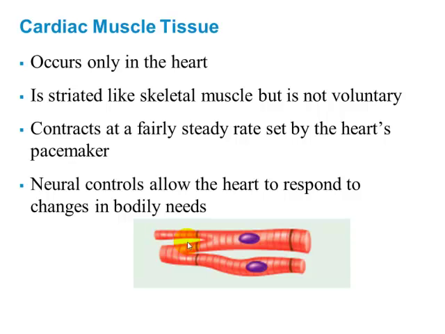Now, the nervous system can speed up or slow down those inherent contractions. If you get scared, your heart races. If you meditate, your heart slows down. Those are ways that your nervous system can modulate the contraction of cardiac muscle, but it can't start it or stop it.